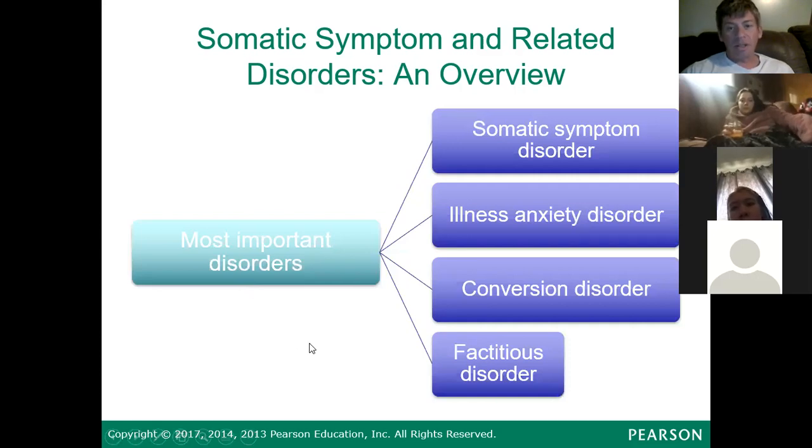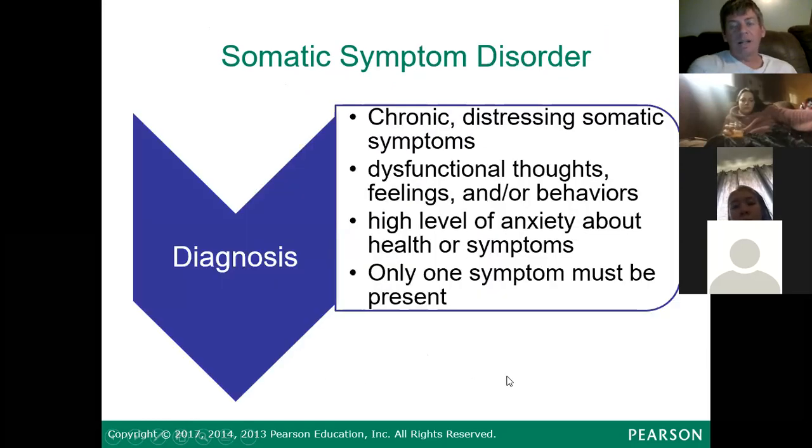So the most important disorders, right? We have the somatic symptom disorder, the illness anxiety disorder, conversion disorder, and then the factitious, which I think is the most interesting one of all of them. Okay, so let's start with the somatic symptom disorder. To diagnose, the patients have chronic distressing somatic symptoms like physical pain, dysfunctional thoughts, feelings, or behaviors, high levels of anxiety about their health or the symptoms, and you only need one symptom for this to be present.